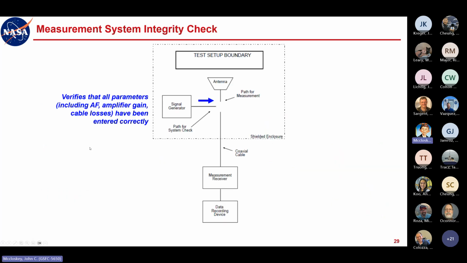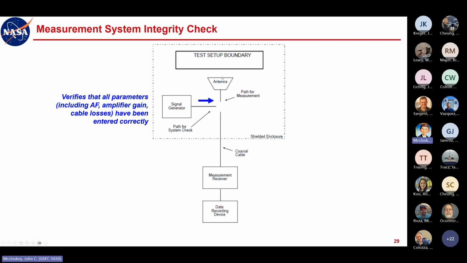And that is where this measurement system integrity check comes in. This verifies all the stuff that I've just been talking about, that all your parameters have been entered correctly. You put in a known signal. In this case, for radiated emissions, you basically tap off the antenna and then you provide a known signal at that point in the signal chain. So then it verifies that you've entered all those parameters correctly.